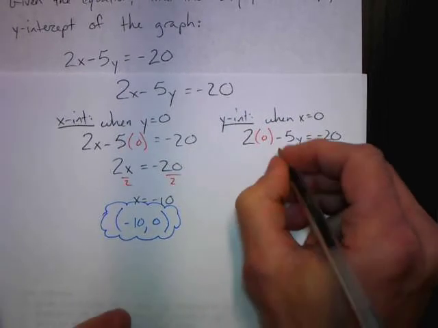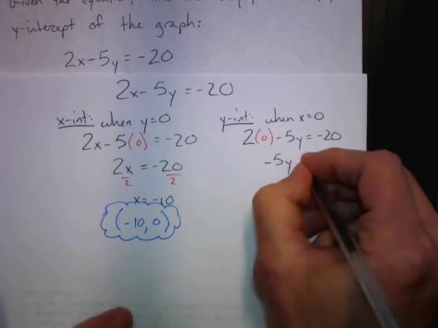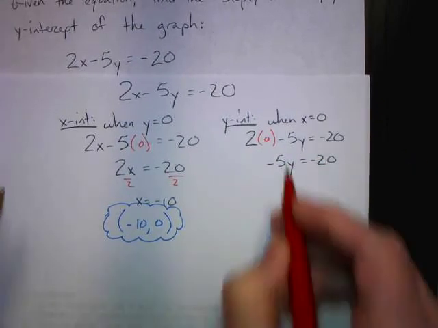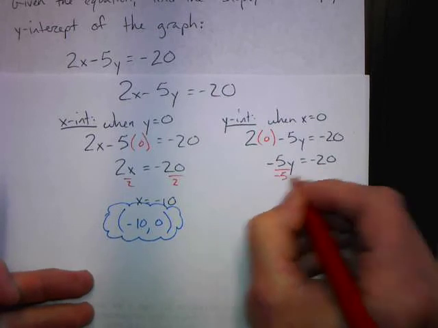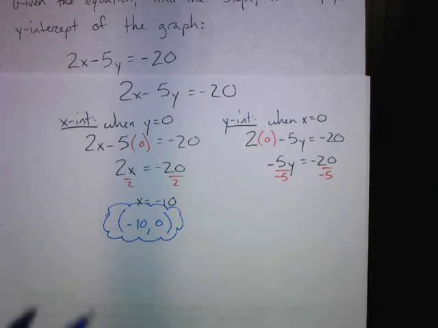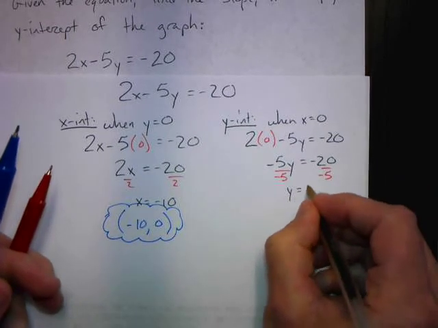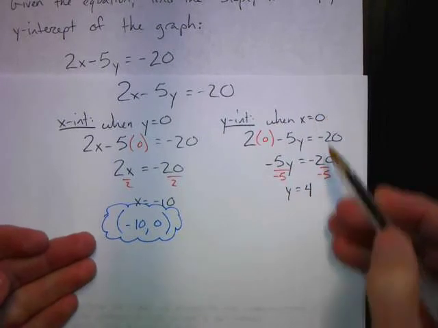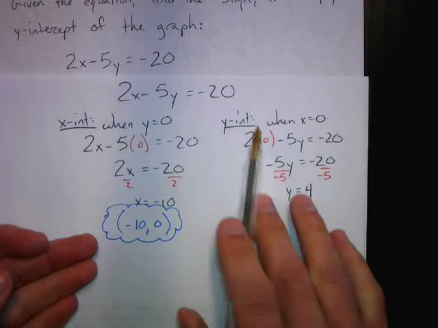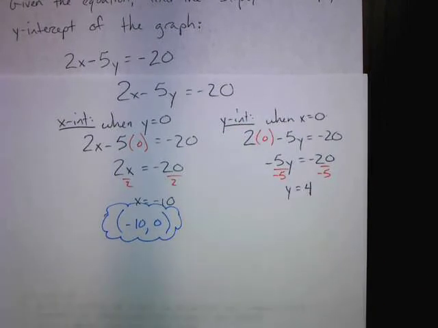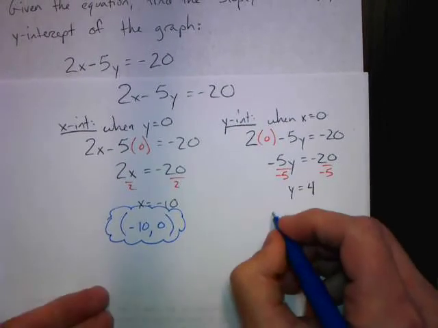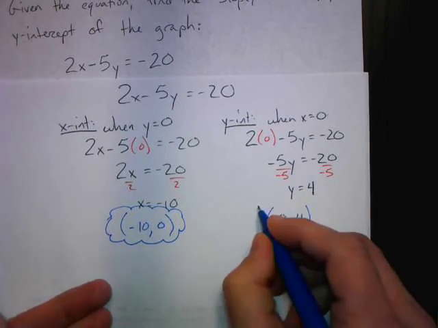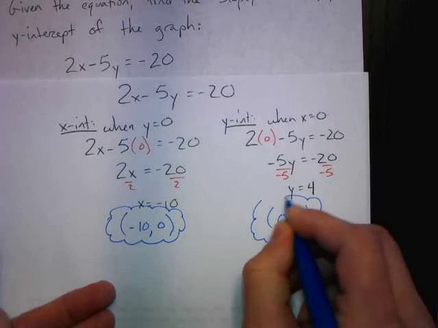2 times 0 is 0. That leaves us with -5y equals -20. And we solve for y by dividing by -5. And so we find y to equal +4. So when x is 0, y is +4. That is our y-intercept. And so we write that ordered pair. When x is 0, y is +4.